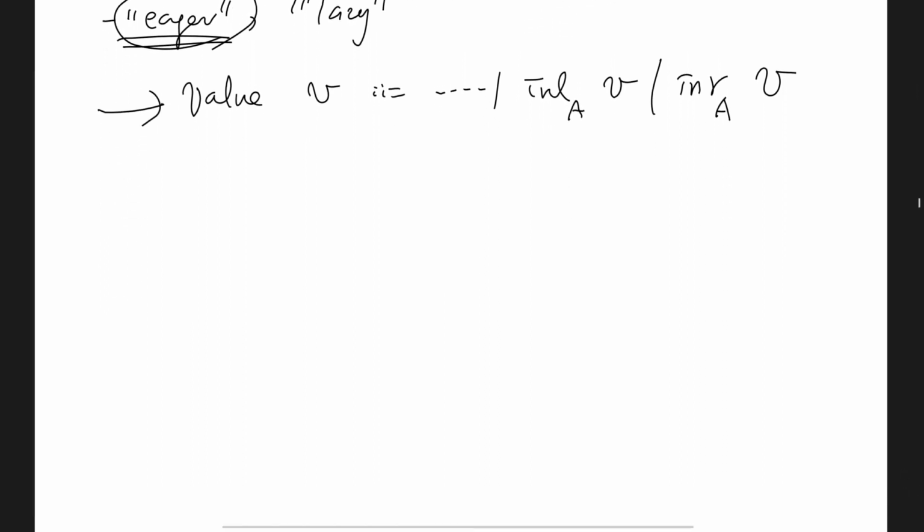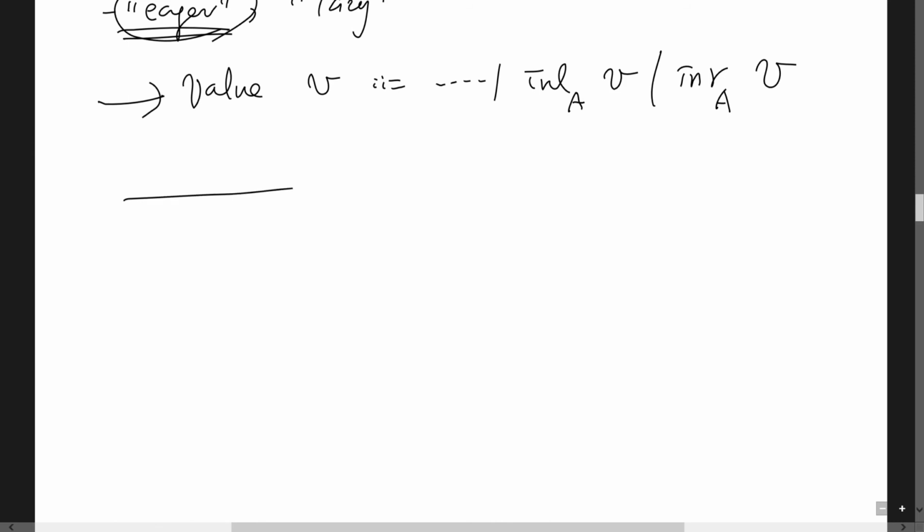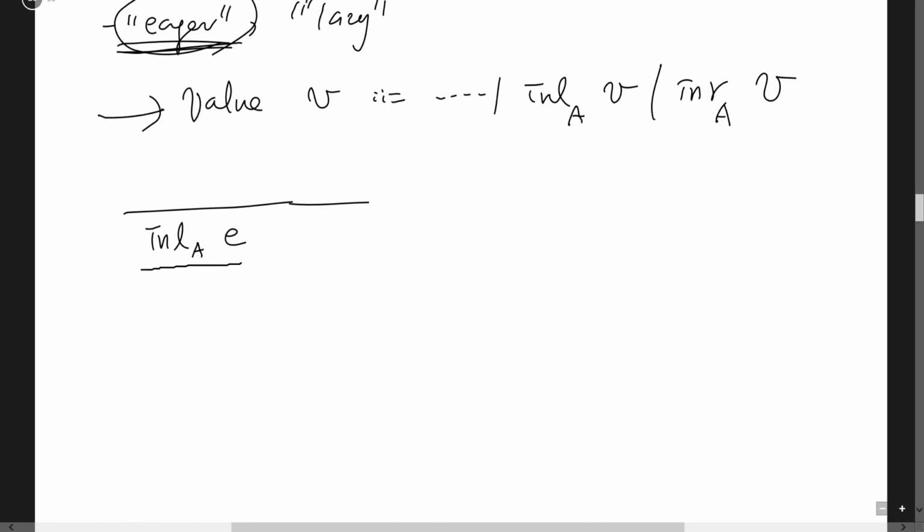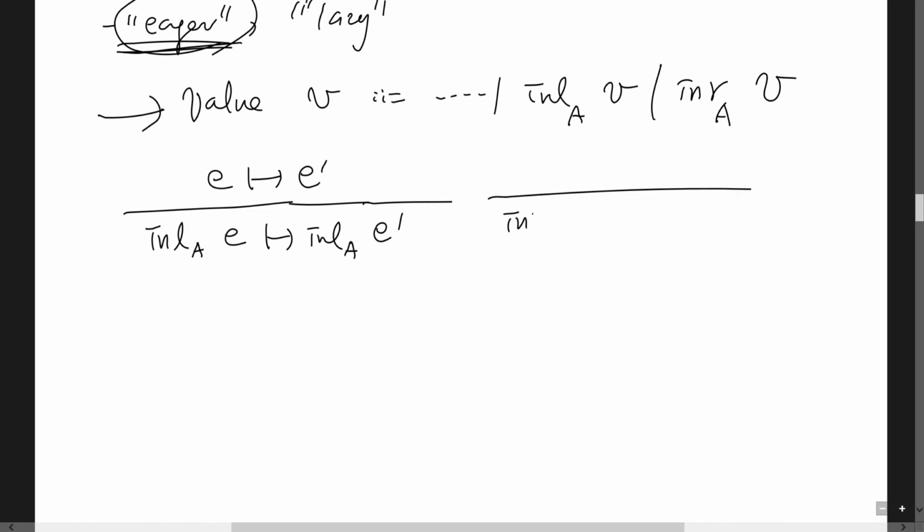And what about the reduction rules? Suppose that we have injection left expression E. Under eager strategy, this is not counted as value. So perhaps there is a chance that this expression E reduces to E prime, in which case the whole injection expression reduces to this one. And similarly, for injection right, reduces to injection right E prime if E reduces to E prime.